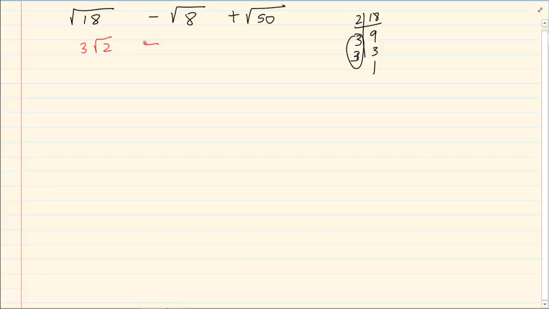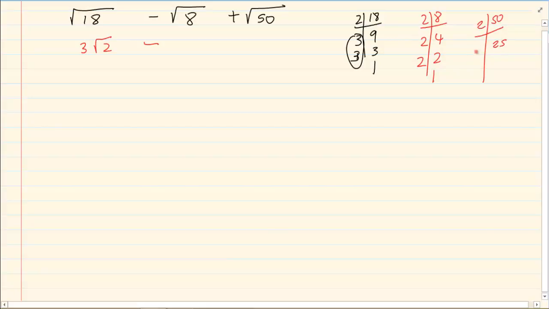Now we're going to do the fishbone for 8 and we're going to do the fishbone for 50. Now let's get the answer for root of 8. So we have a double 2 there. So we have minus 2 root of 2. And for root of 50, we have a double 5. So it would be plus 5 root of 2.